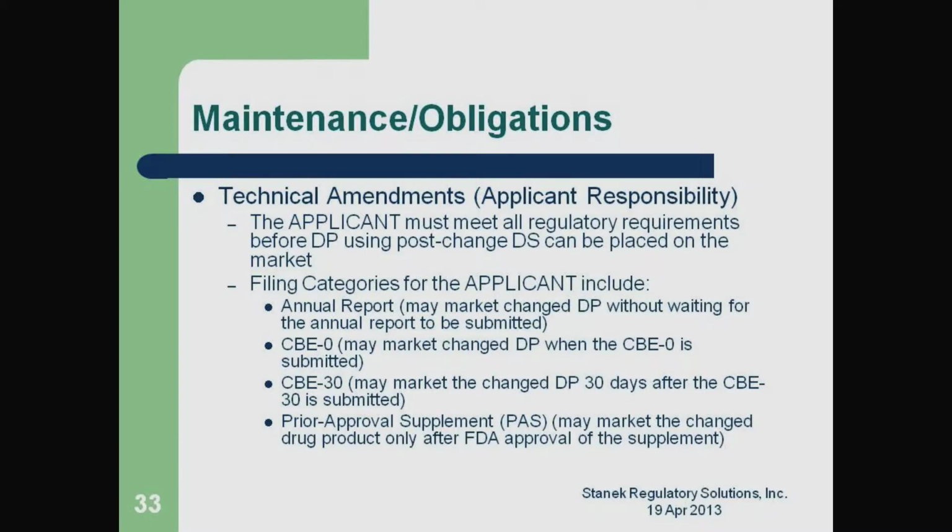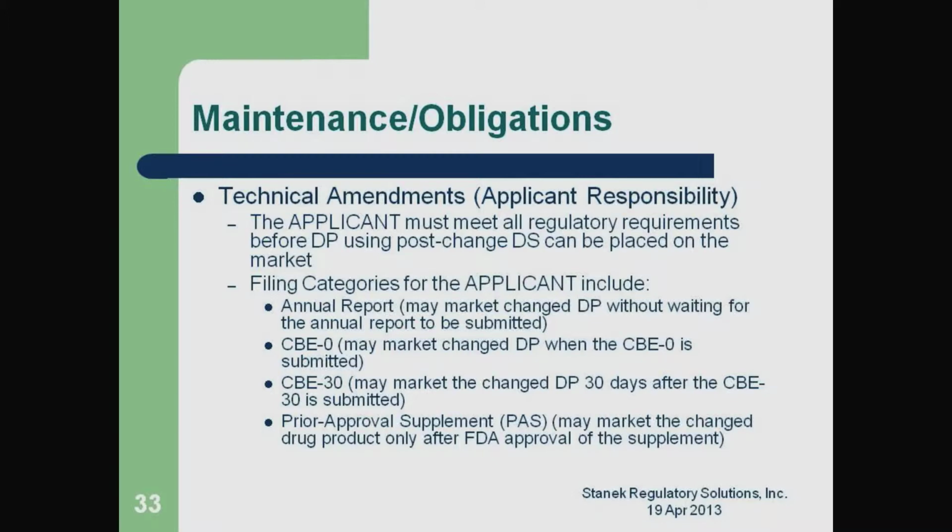So the applicant, I went through these briefly. The applicant can choose from annual report, CBE 0, CBE 30, prior approval supplement. With CBE 0, they can market the changed drug product as soon as they submit their CBE. With CBE 30, they can market their drug product 30 days after they submit their CBE. With prior approval, they need to wait for the FDA to actually approve the supplement.